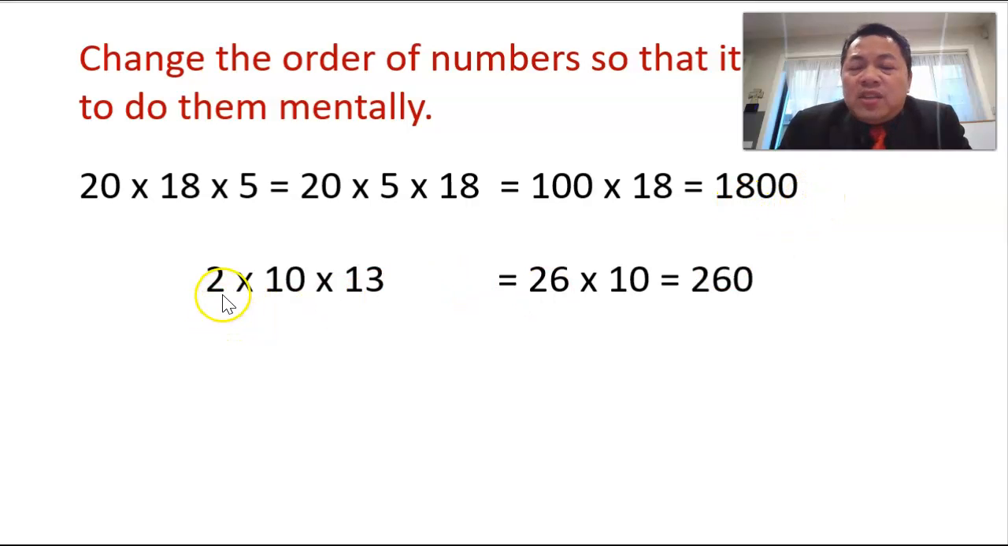Likewise, for the next question, 2 times 10 times 13. Some of you will say, oh, Mr. Leong, 2 times 10 is 20, 20 times 13. These two numbers, when multiplied together, are actually not too difficult to work out mentally too. But my advice is, if there is an easier method, why don't you use the easier method? So instead of doing 2 times 10, you can easily multiply 2 with 13, which gives you 26. 26 times 10, you actually get 260. Isn't that easier?